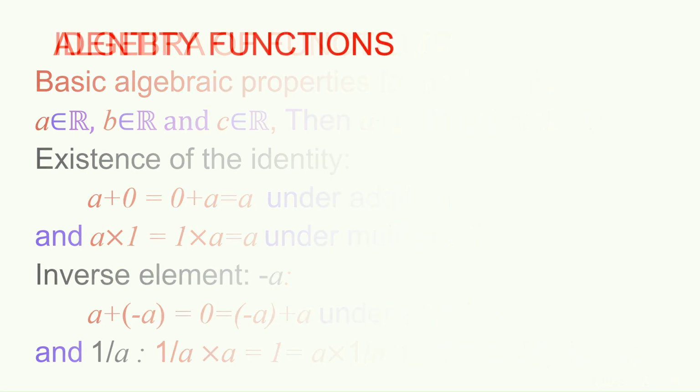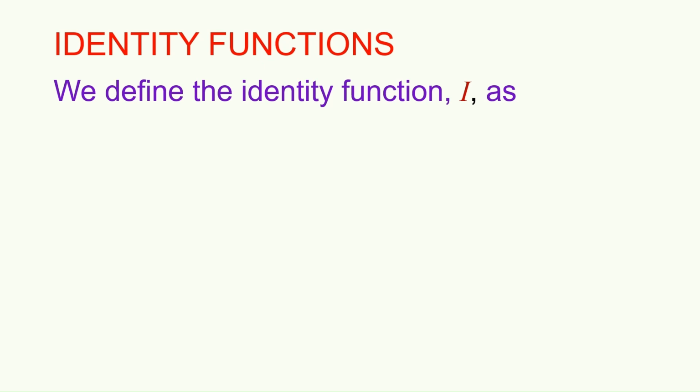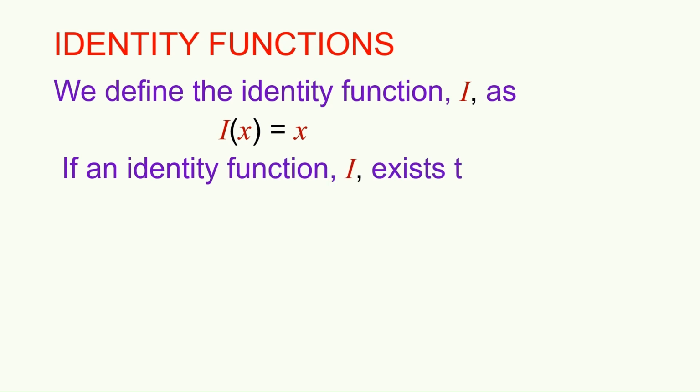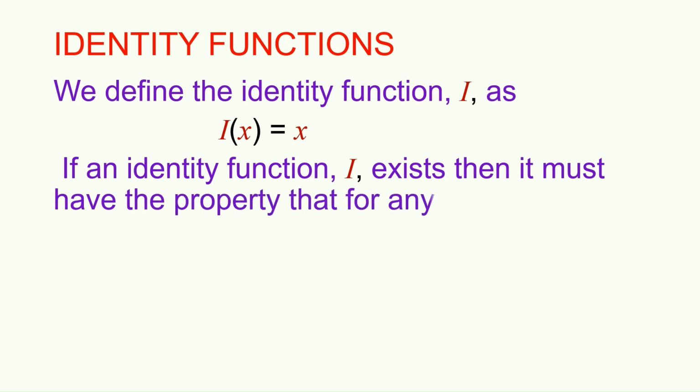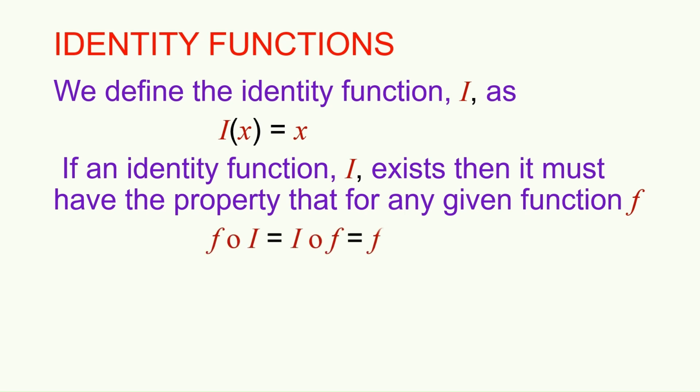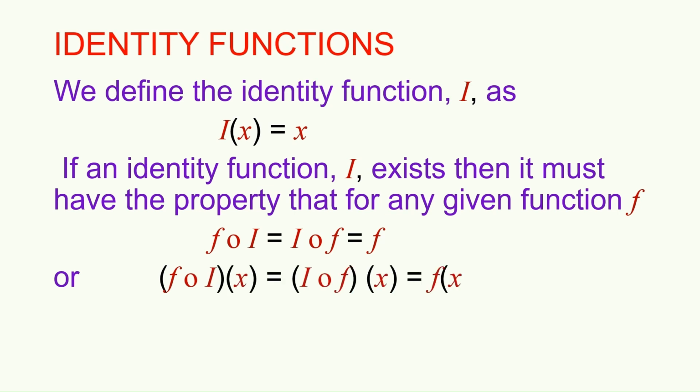The identity function. We define the identity function I as I of x equals x. If an identity function I exists, then it must have the property that for any given function f, the composite function f of I equals the composite function I of f equals function f. Or the composite f of I of x equals the composite I of f of x equals f of x.